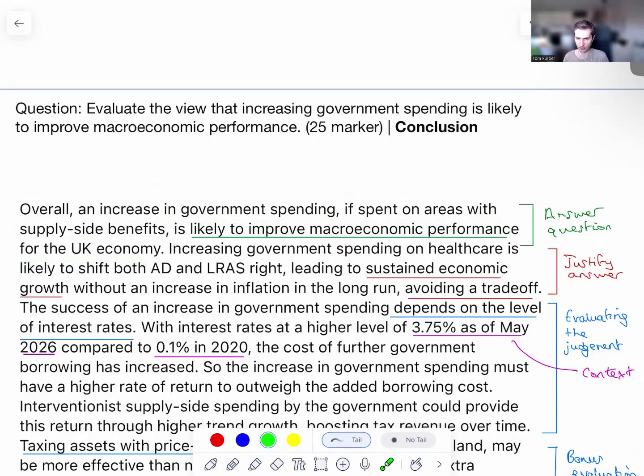Now, the next step is to justify the answer. So why do I think it's likely that increasing government spending is likely to improve macro performance in this answer? Well, increasing government spending on healthcare is likely to shift both AD and LRS to the right, leading to sustained economic growth without an increase in inflation in the long run, avoiding a trade-off.